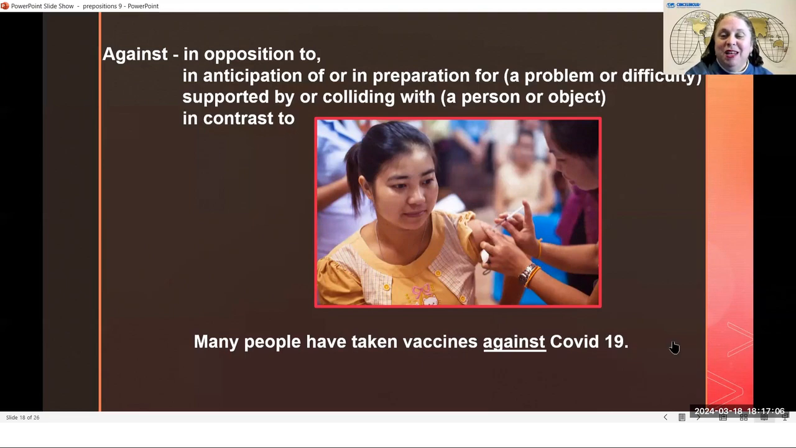to fight the COVID-19. And I'm taking the vaccine against COVID because I am trying to prepare for something that would be a problem. Because if I don't take that vaccine, the COVID could cause a big problem for me. I could die, or I could be very sick and lose my job. So this is the example of being in anticipation of. That kind of means waiting for something to happen, or in preparation for, getting ready for something to happen that would be a problem or a difficulty.